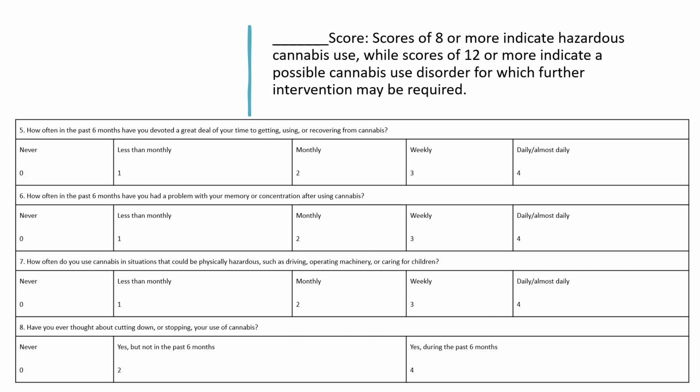And once you answer all those questions, you will add up your scores. You will add up your score, and a score of 8 or more indicates hazardous cannabis use, while scores of 12 or more indicate a possible cannabis use disorder for which further intervention may be required.